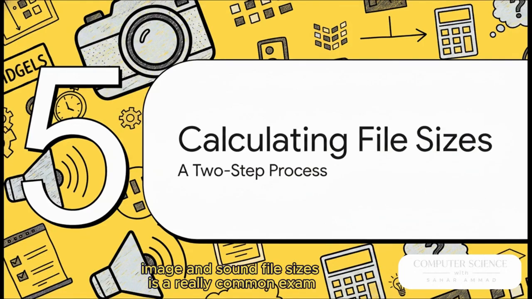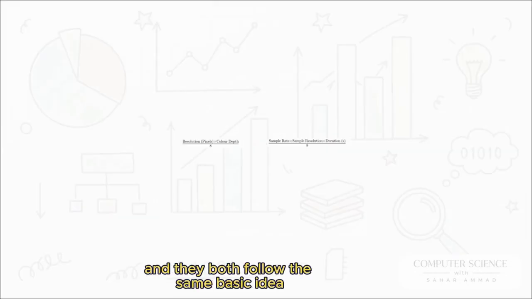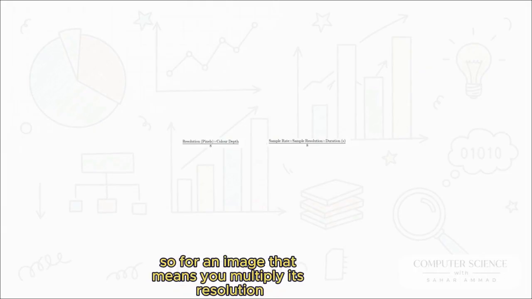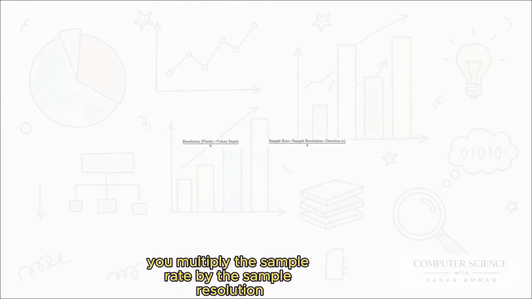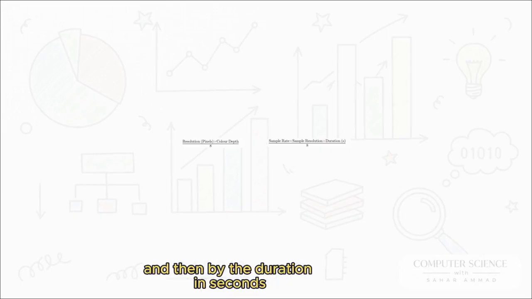Calculating image and sound file sizes is a really common exam question, and it's actually pretty easy if you just follow a simple two-step process. Here are the formulas you need, and they both follow the same basic idea. Step 1, calculate the total number of bits. So for an image, that means you multiply its resolution, so width times height, by its color depth. For a sound file, you multiply the sample rate by the sample resolution, and then by the duration in seconds.